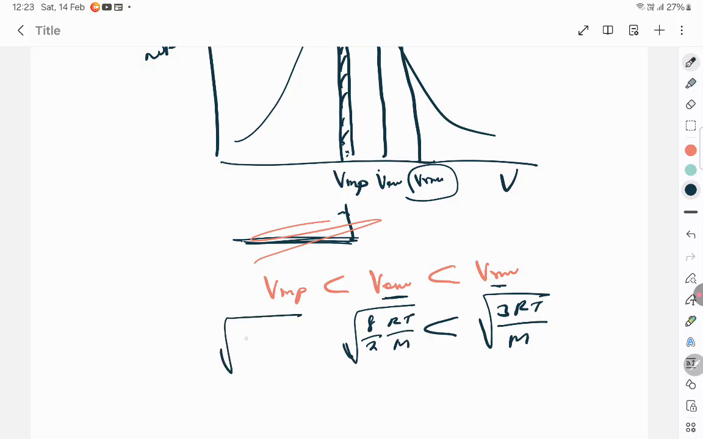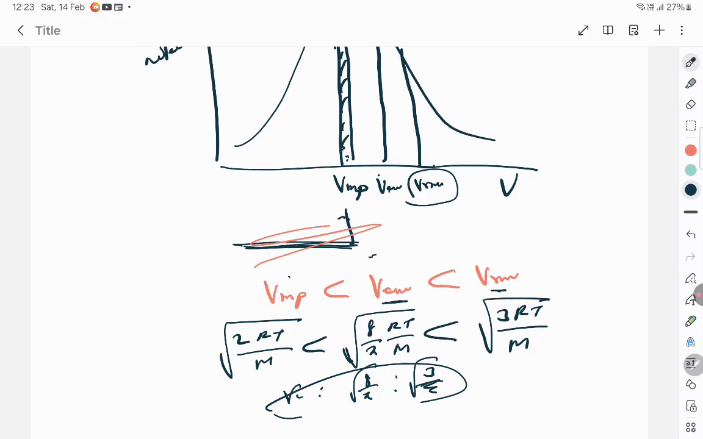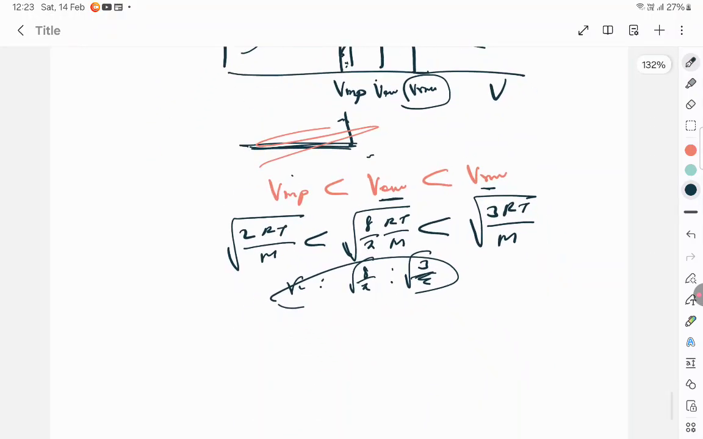This is the most probable velocity, which is root 2RT by capital M. This is the least. So this is the way, and you can write root 2 is 2, root of 8 by pi is 2, root of 3 by 3. And that's the ratio in which most probable, average and RMS velocity is varying. This graph is very, very important. This is called Maxwell's speed distribution graph. They will ask you to write a note on this, a very, very important question.